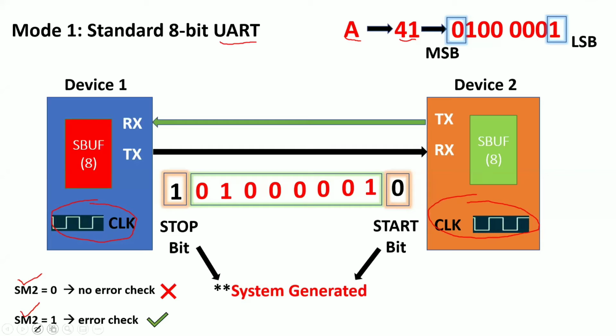Suppose now SM2 is 1. Assume that SM2 is 1. Now I want to check the errors. So it depends on which bit I am checking the error with. I am checking the error based on the 9th bit. What is that 9th bit? This is your stop bit. The stop bit is your 9th bit here.